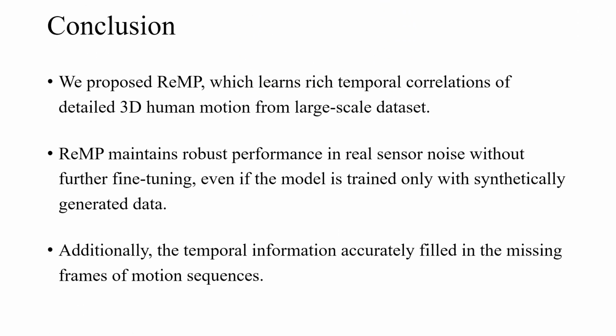To conclude, we propose ReMP, which learns rich temporal correlations of detailed 3D human motion from a large-scale dataset. And ReMP maintains robust performance under real sensor noise without further fine-tuning, even if the model is trained only with synthetically generated data. Additionally, the temporal information accurately filled in the missing frames of the motion sequences. We expect ReMP to be adapted in various real-world applications that require fast and accurate 3D human pose estimation under unknown adversaries. Thank you for watching.